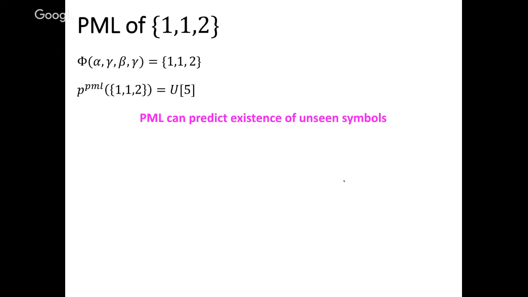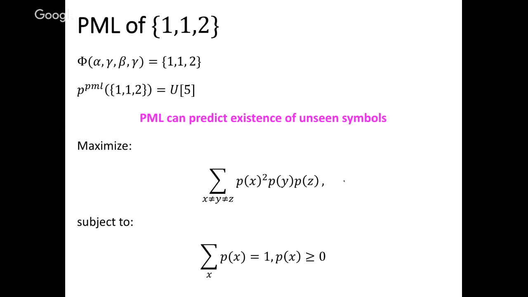Now, if you look at PML for 1, 1, 2, which is alpha, gamma, beta, gamma, it says that there are 2 elements that appear once and 1 element that appears twice. Interestingly, if you compute the profile maximum likelihood for this, you will end up with a uniform distribution over 5 elements. What does it mean? It means that PML is able to somehow predict the existence of things that we have not even seen. We just saw 3 symbols, and we are saying that if you want to find the distribution that maximizes the probability of this profile 1, 1, 2, you should have 2 more symbols that you have not seen. That's what PML predicts. This is the optimization problem that you have to solve, and you can do it at leisure. I'm not going to go over it. The slides will be online, so this is a good exercise to do.